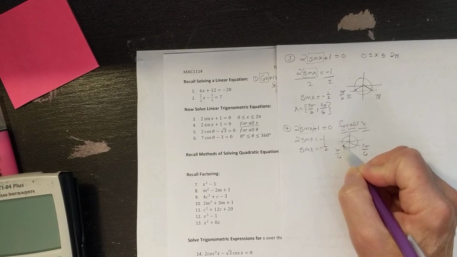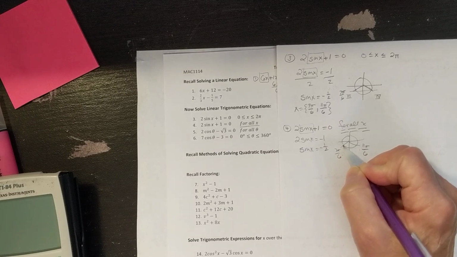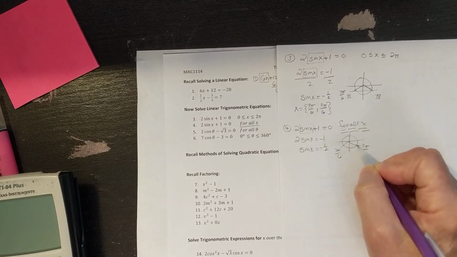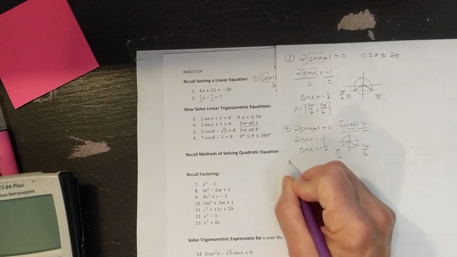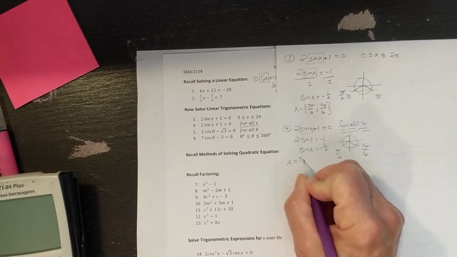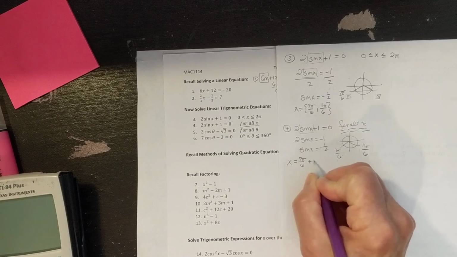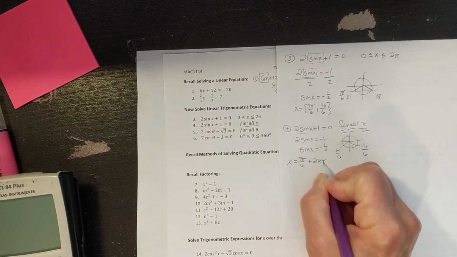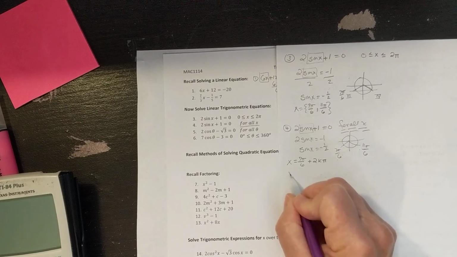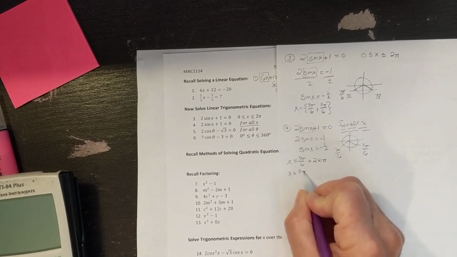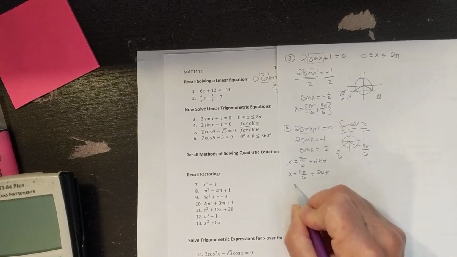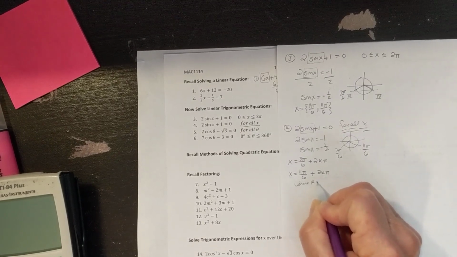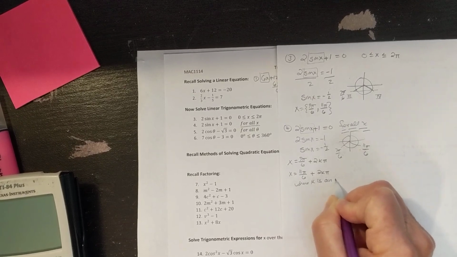So how do we find that? We would just add and subtract multiples of 2 pi to get other ones. So this is how we answer when it says for all x. We write down our answer: x is equal to 7 pi over 6 plus 2k pi. Also, x is equal to 11 pi over 6 plus 2k pi, where k is an integer.